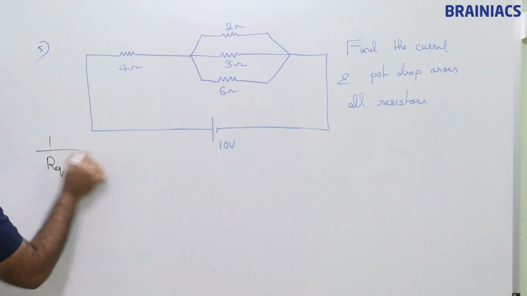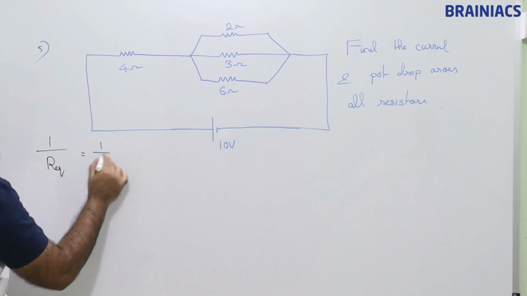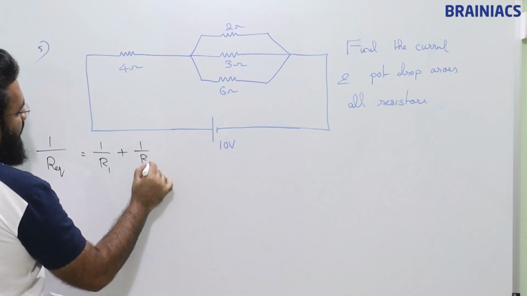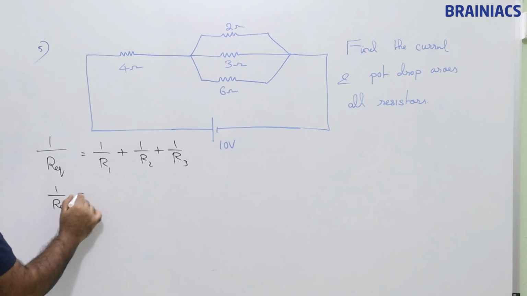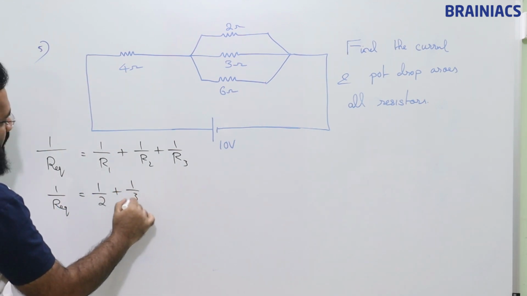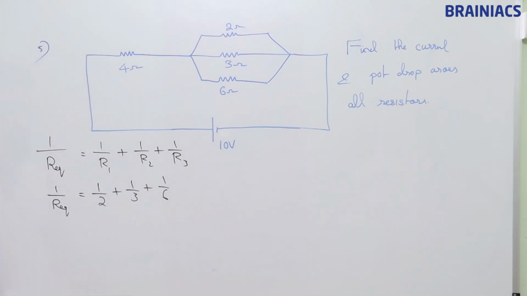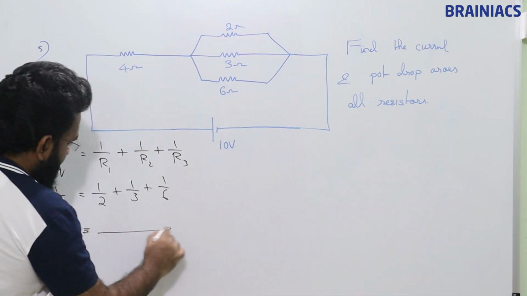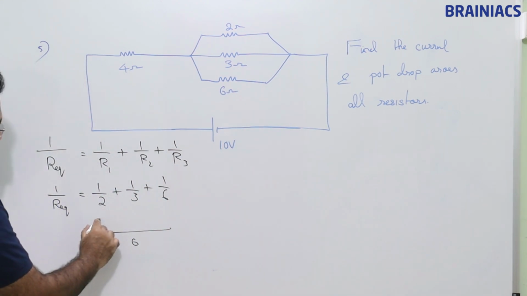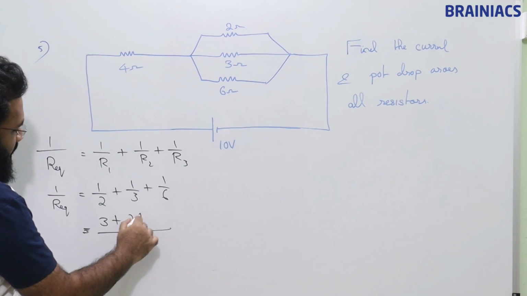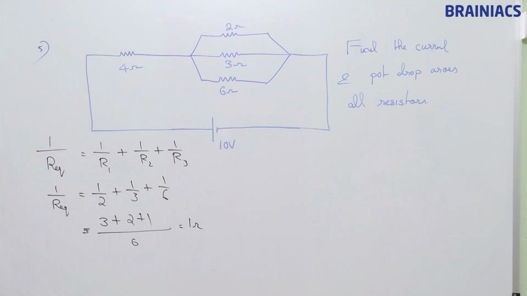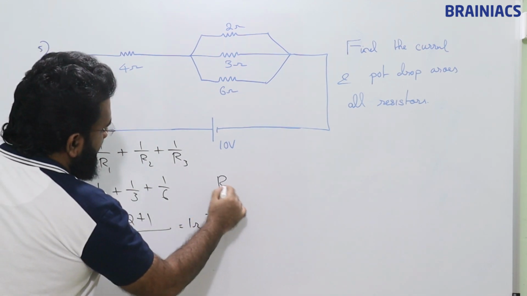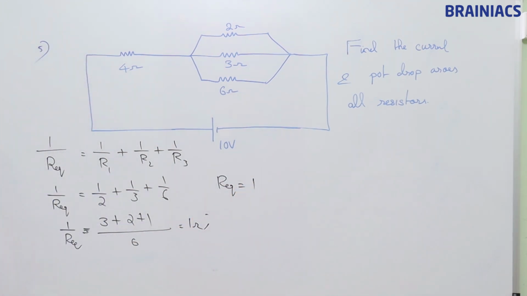3 resistances are there. So 1 by R equivalent is equal to 1 by R1 plus 1 by R2 plus 1 by R3. So 1 by R equivalent is equal to 1 by 2 plus 1 by 3 plus 1 by 6. What is the LCM? LCM we will get as 6. So here it is going to be 3, here 2, here 1. So 3 plus 2 plus 1 is 6, 6 by 6, this is going to be 1 ohm. So 1 by R equivalent is 1, so we get R equivalent as 1.